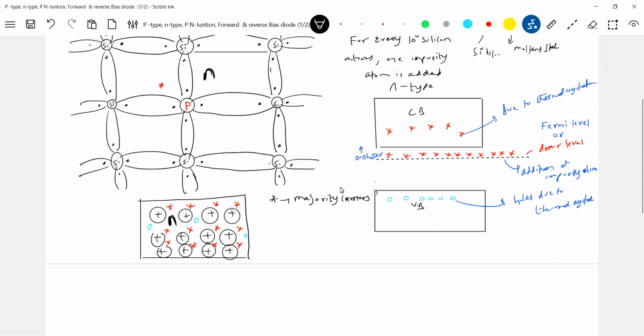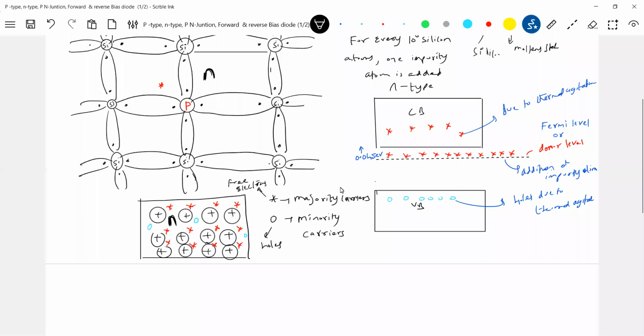Majority carriers, and minority carriers. Not valence electrons, free electrons, or you can just call them electrons here. So for n-type, what happened? The free electrons are majority carriers. Holes are minority carriers. Why do we have holes? Due to thermal agitation. Holes are not due to the addition of impurity atoms.